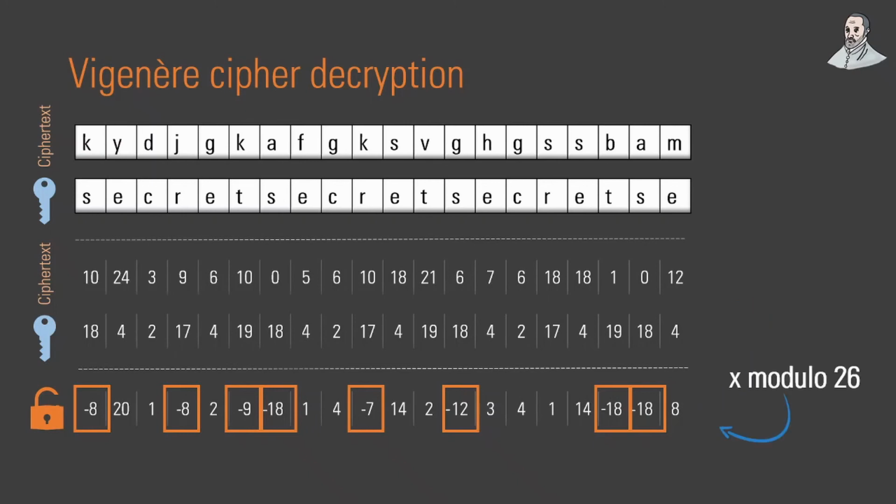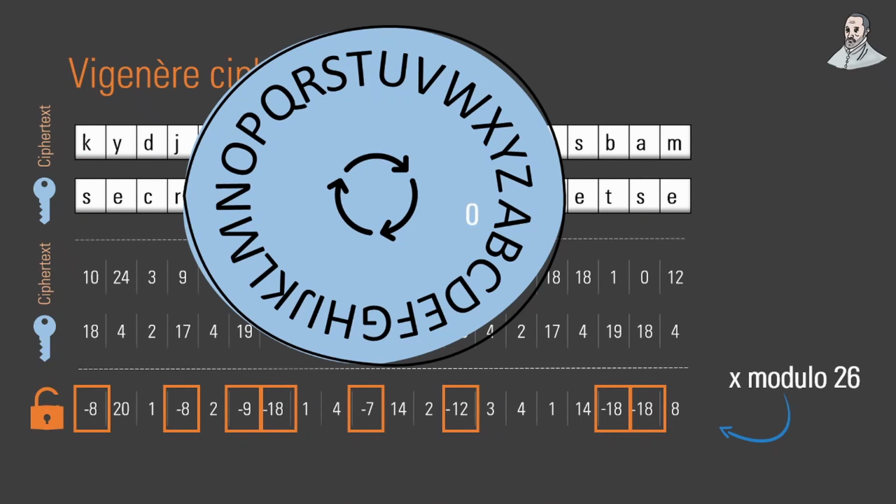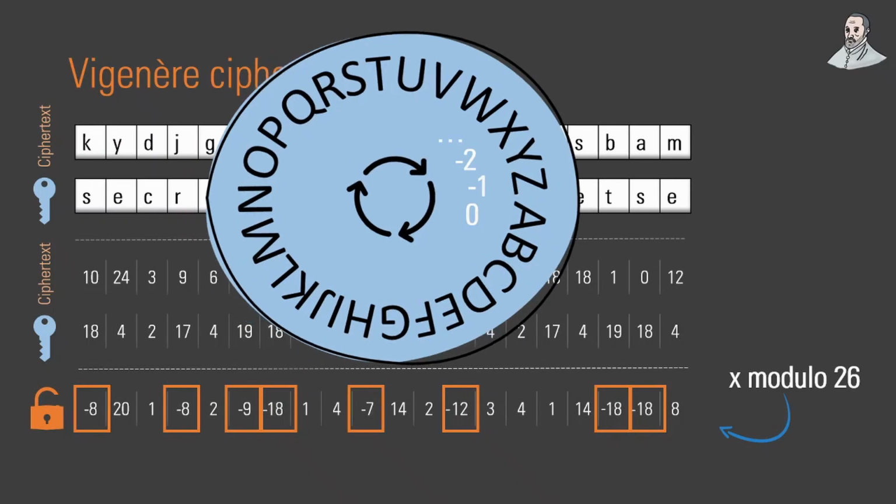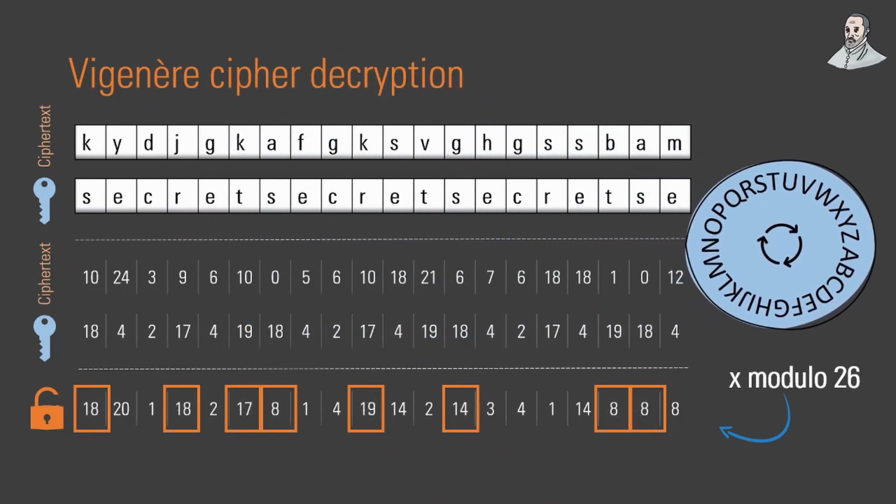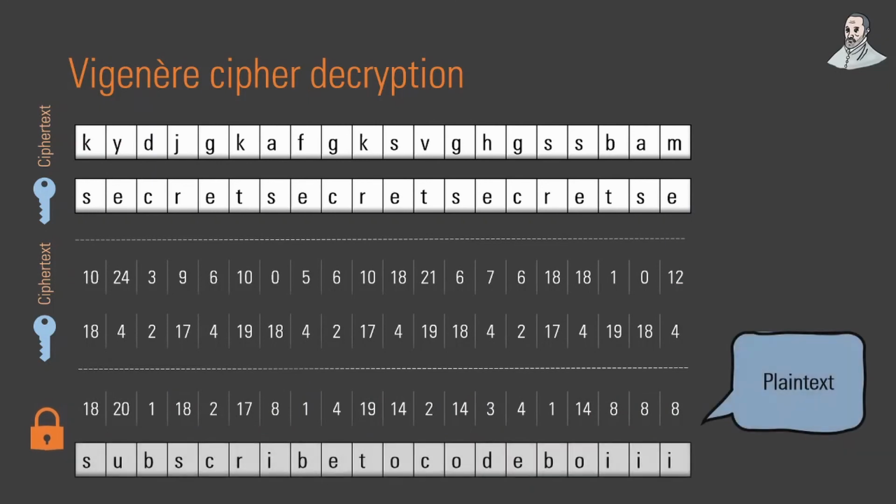In the case of negative numbers, it seems a bit more tricky at first, but the idea is still the same. We think of the alphabet as an ongoing sequence, so -1 represents a Z, -2 a Y, and so on. And that's it. That's the Vigenère cipher. We got back our initial plaintext, subscribe to code boy.